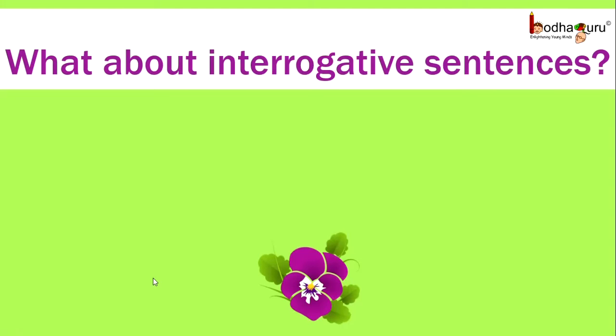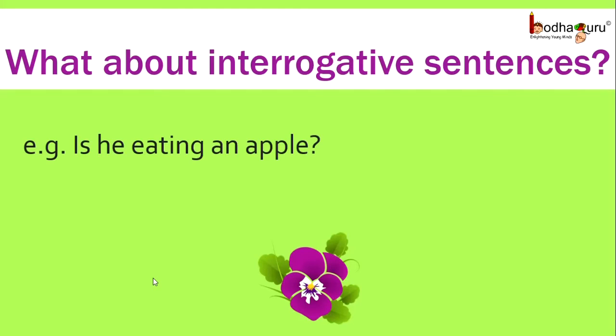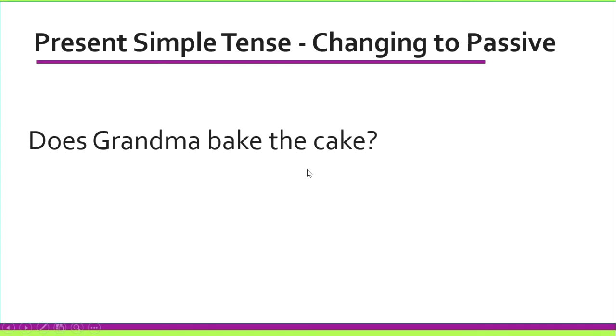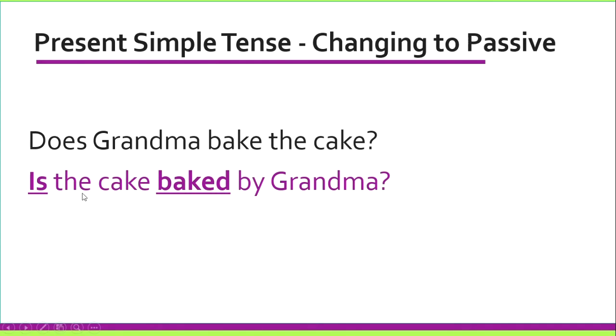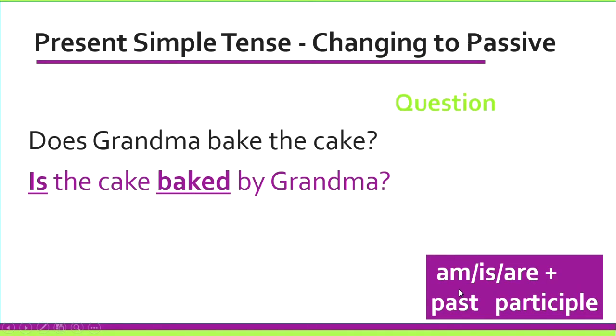Now, you might wonder, what about interrogative sentences? If you forgot, it is the simple questions. For example, is he eating an apple? How do we change it to passive voice? First, present simple tense. Does grandma bake the cake? This gets changed to is the cake baked by grandma? So, this was a question and we changed into passive voice. How? This has the format am or is or are plus the past participle.